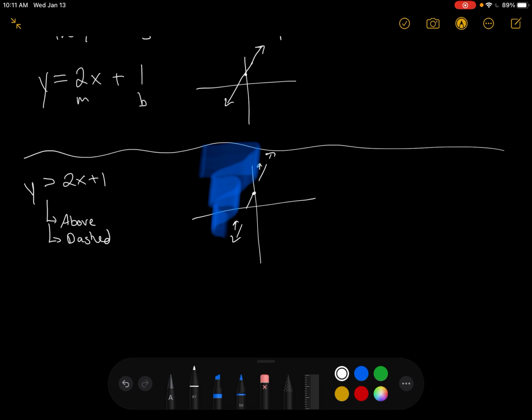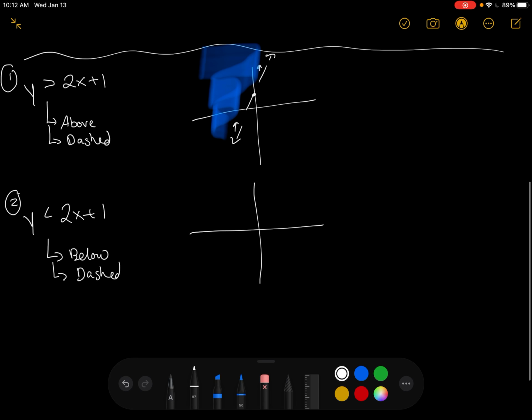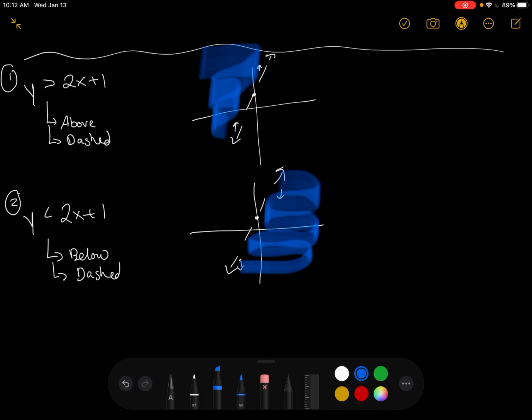All right, now let's take a look at a second example. What if we had y is less than 2x plus 1? Well, in this case, we're shading below because it's less than, and it's still dashed because, again, we have that less than sign. So it's not equal to any points on this line. Again, it is shaded below, so I always draw the arrows going down to just remind myself when I go to shade. Okay, so those are the two big examples.